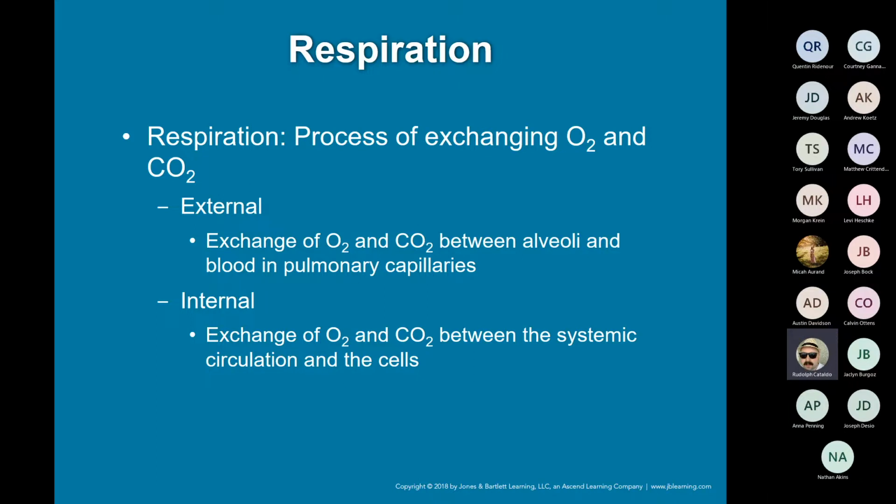We have what's called internal and external respiration. External respiration is as we bring air into our lungs. At the bottom of our lungs, we have what looks like, honestly, grape clusters. These grape clusters are called alveoli. They're like little bubbles, if you will, and their job is to slowly open and close, open and close.